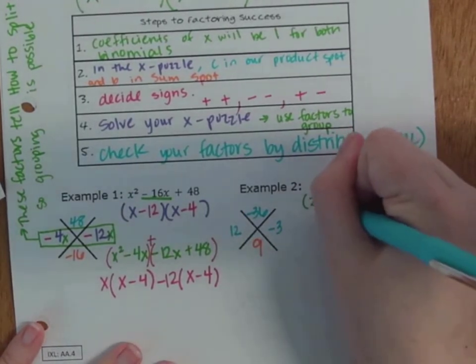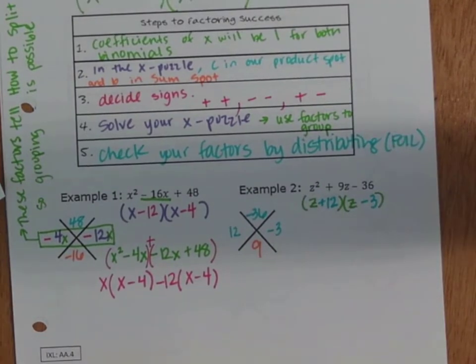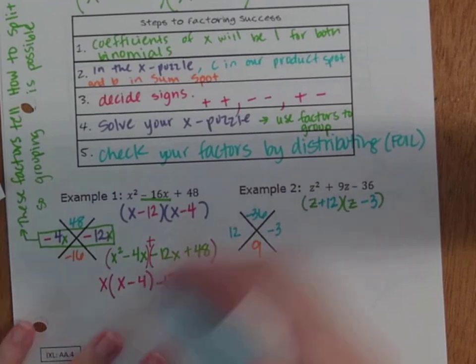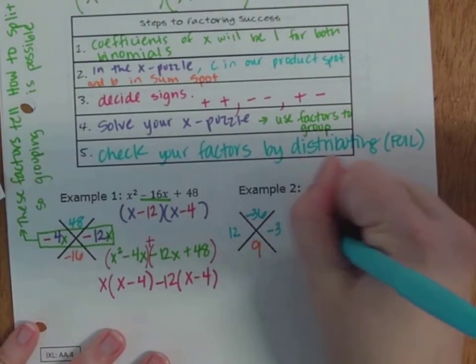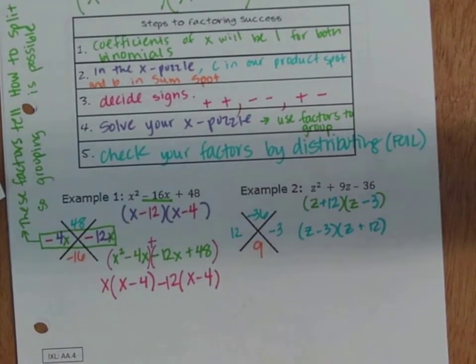So z plus 12, z minus 3. Could you say z minus 3 and z plus 12? Yes. So you could say z minus 3, z plus 12. Same thing. Same answer. Good question. All right, one more.